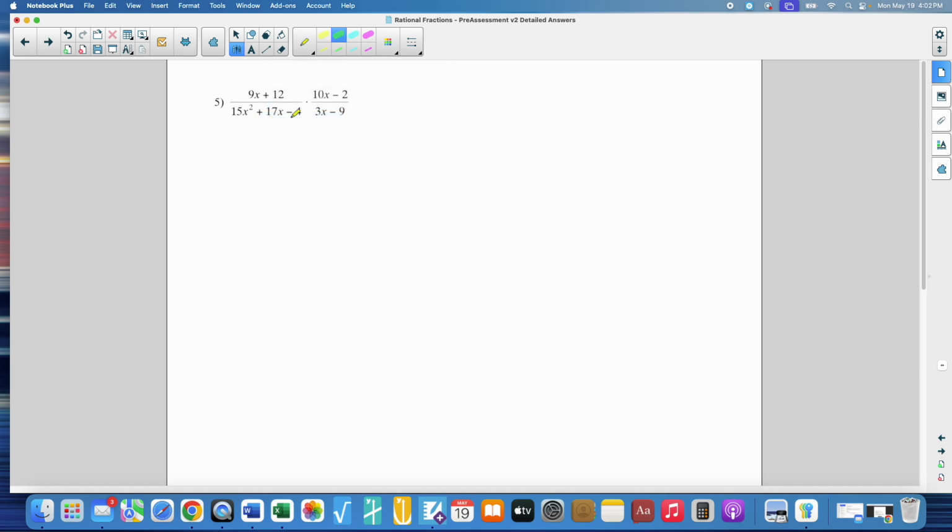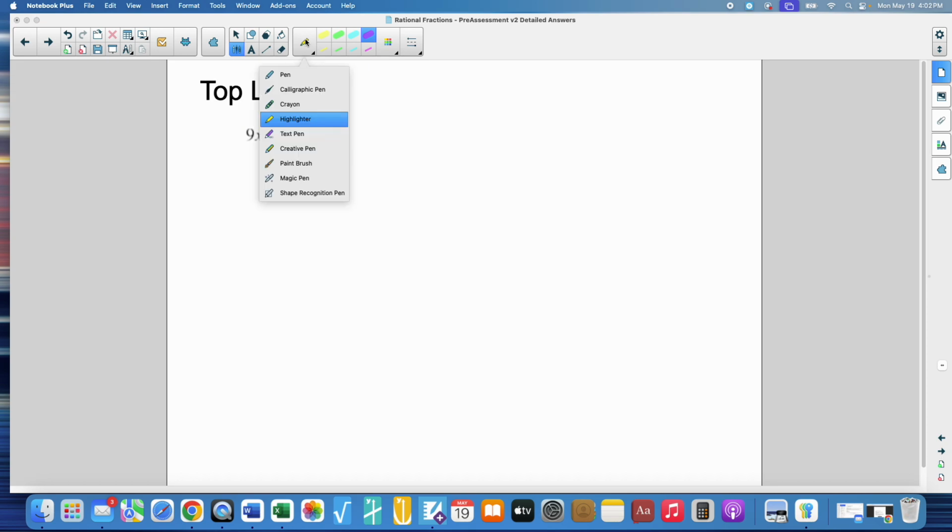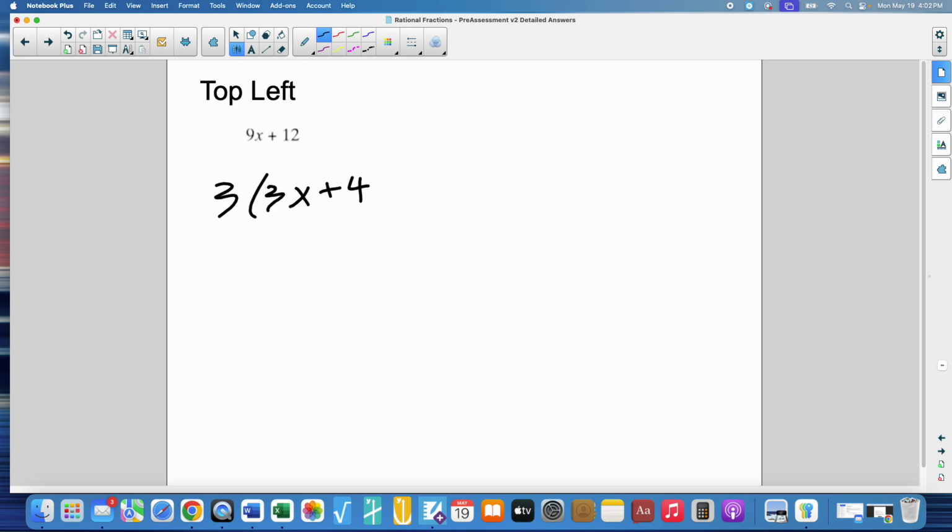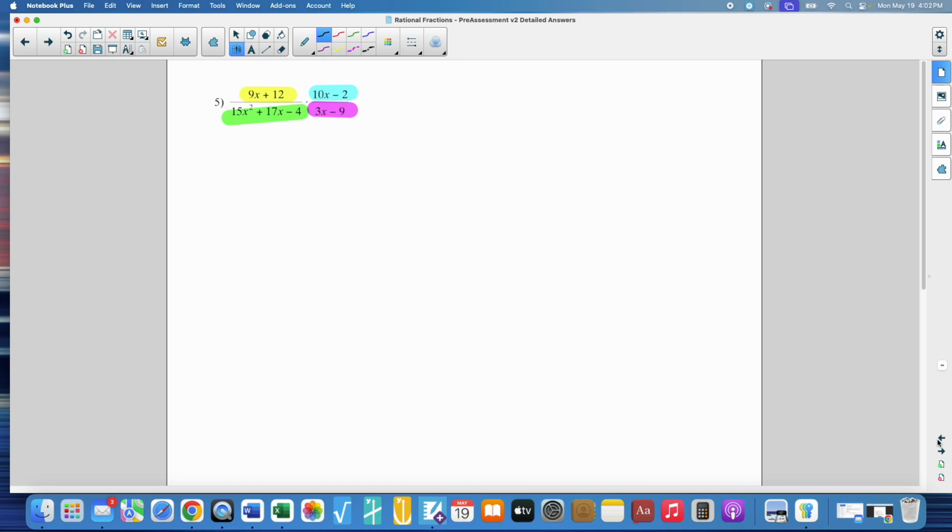And I'm going to advise you to take each one, top left, top right, bottom right, separately. So let's look at top left. So top left, 2 terms, is there a common factor? Yeah, there's a common factor of 3. We can factor out a 3, and we get 3 times the quantity, 3x plus 4. So that's going to go in the top left. 3 times the quantity, 3x plus 4.